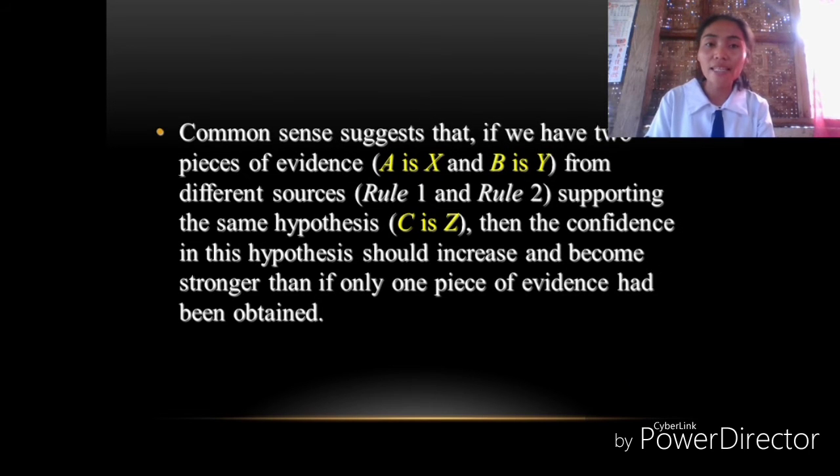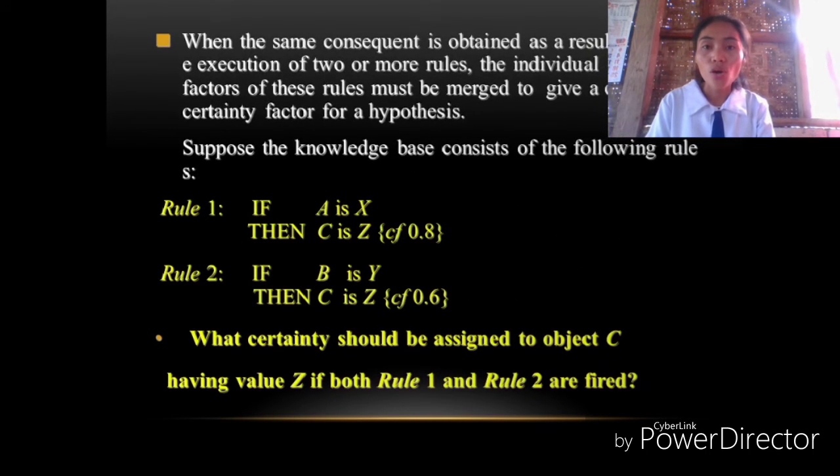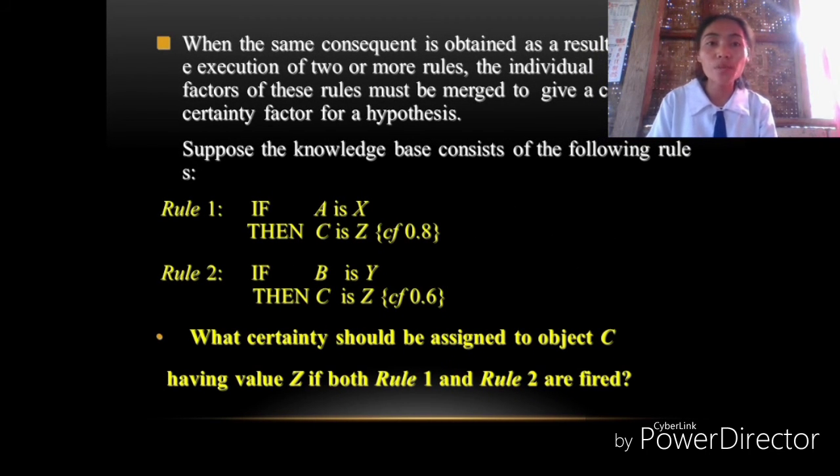Common sense suggests that if we have two pieces of evidence, A is X and B is Y, from different sources, rule 1 and rule 2, supporting the same hypothesis, C is Z, then the confidence in this hypothesis should increase and become stronger than if only one piece of evidence had been obtained. When the same consequence is obtained as a result of the execution of two or more rules, the individual certainty factors of these rules must be merged to give a combined certainty factor for a hypothesis.